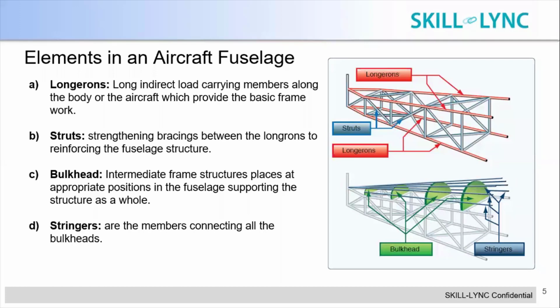And these bulkheads have stringers which support them. The stringers run along the length of the fuselage, connecting all these bulkheads to form an integrated structure. So all these four important structural members integrate and form the fuselage structure of an aircraft.